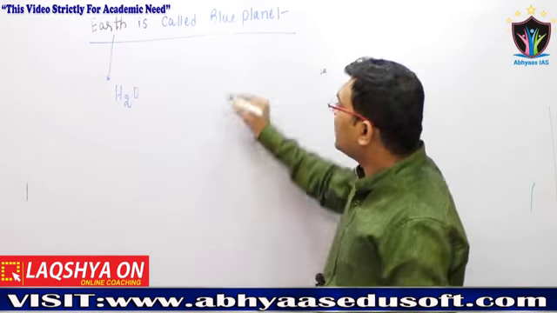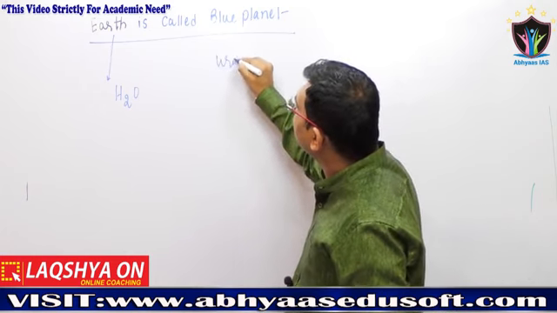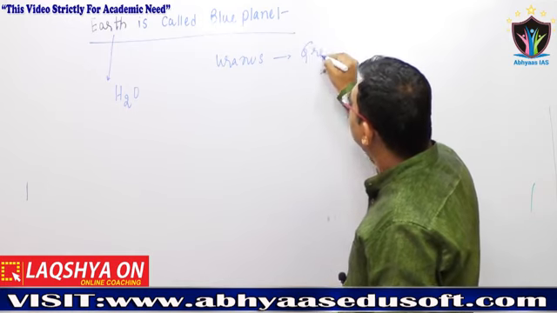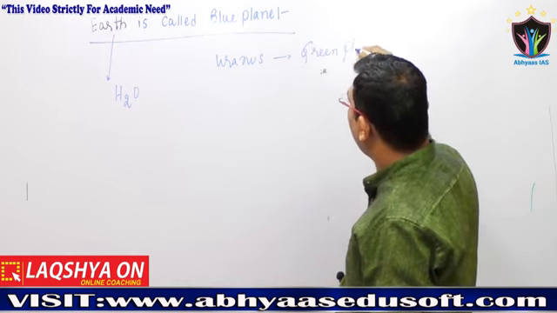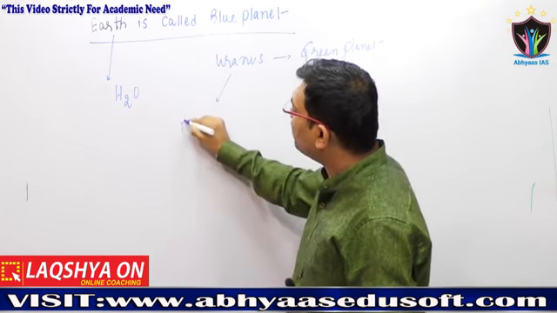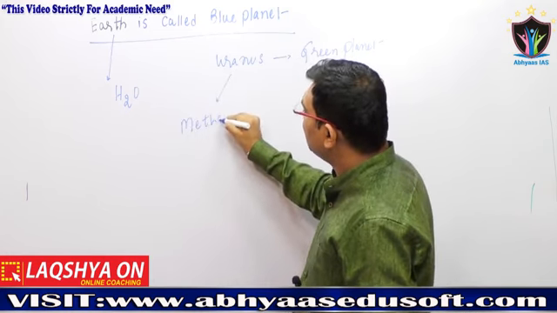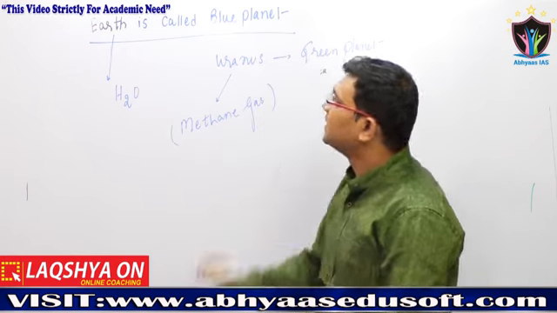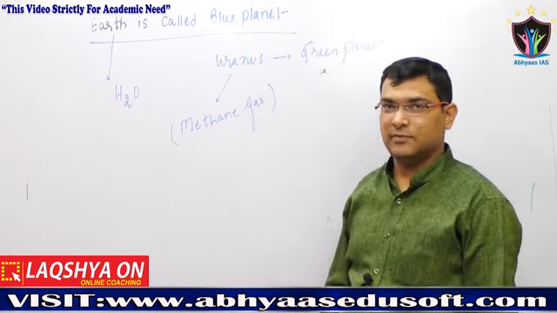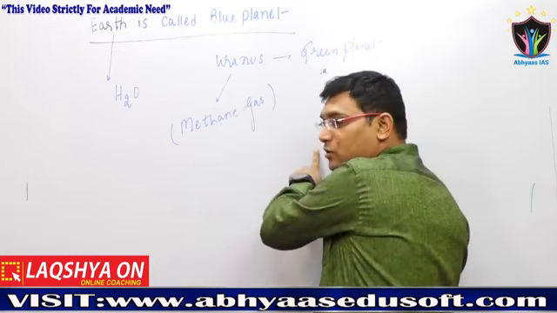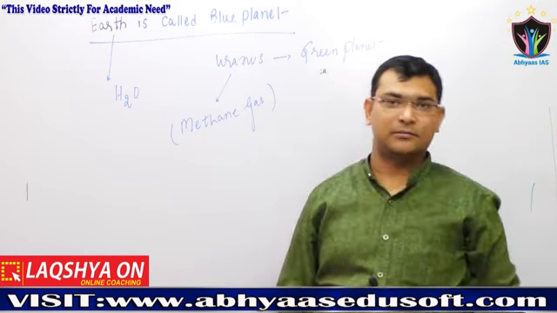Now, Uranus is called the green planet. Why? Because of the presence of methane gas. Because of the methane gas, light is reflected, and because of which Uranus looks greener in color.